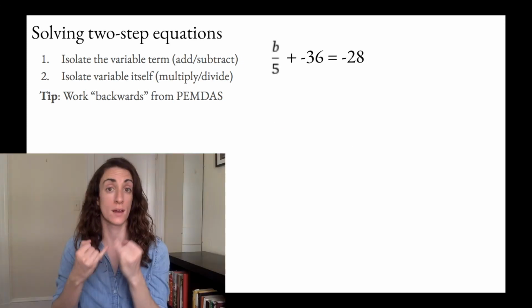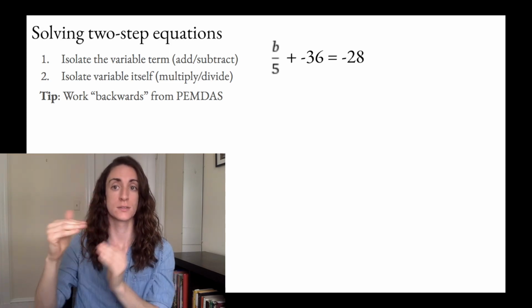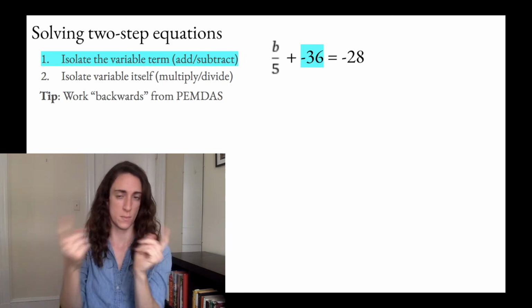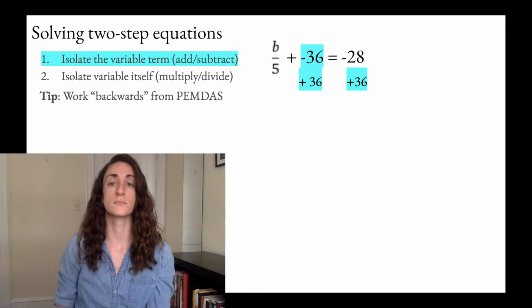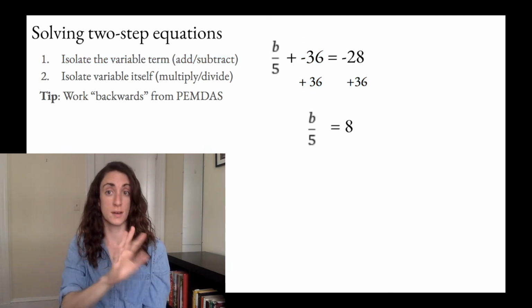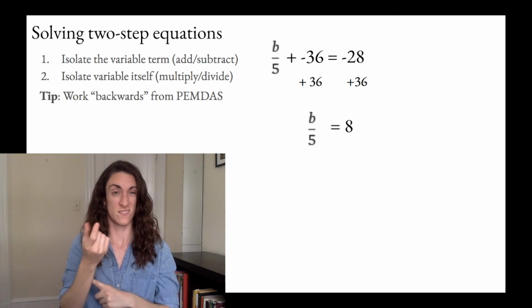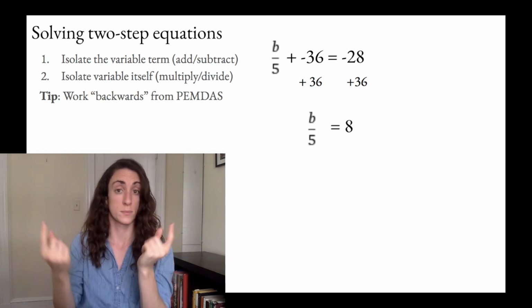In this last example, we have b divided by 5 plus negative 36 equals negative 28. So again, first we'll deal with the addition and subtraction. So the opposite of negative 36 here is plus 36 to both sides. From there we have b over 5 equals 8. Now this b over 5 is b divided by 5. So the inverse operation we want to use is multiplication. We'll multiply both sides by 5.